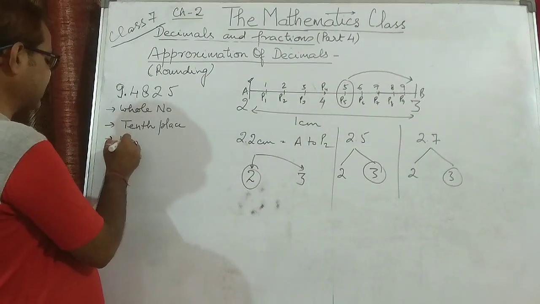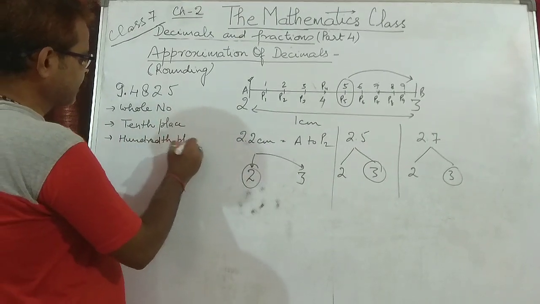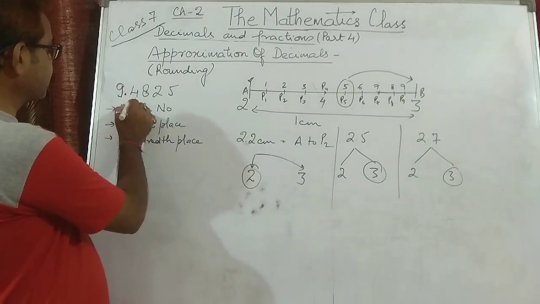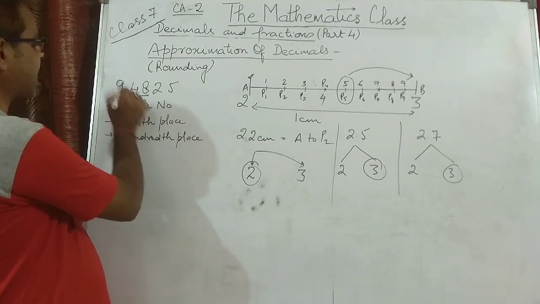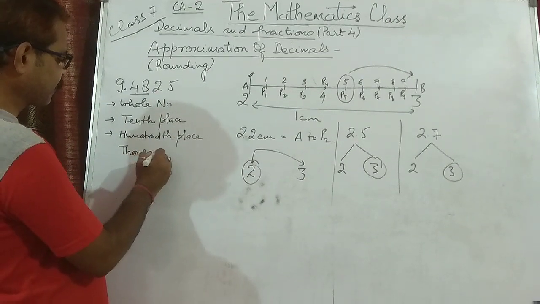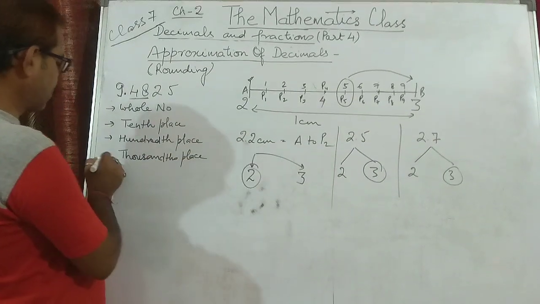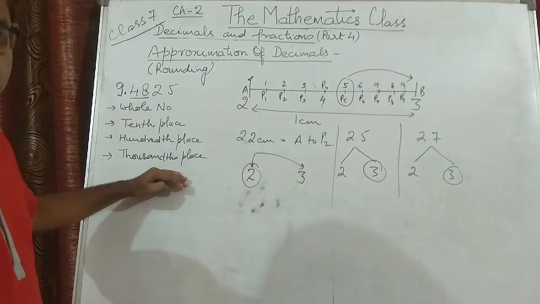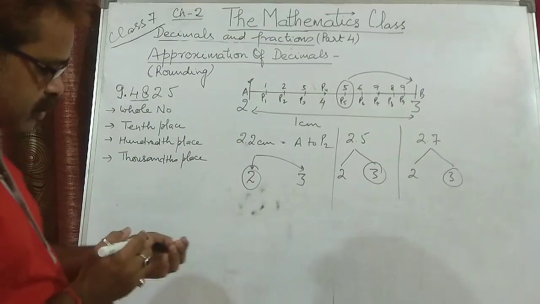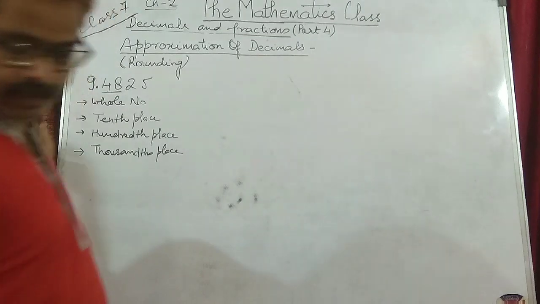Similarly, 100th place is known as 2 decimal points because we will be considering 2 digits after the decimal. Or thousandths place, or 1000th place, is also known as 3 decimal points, and so on. So what is the concept? How do we do it?